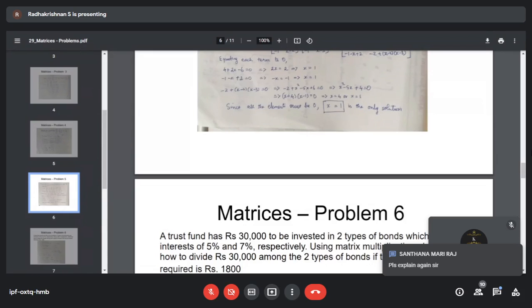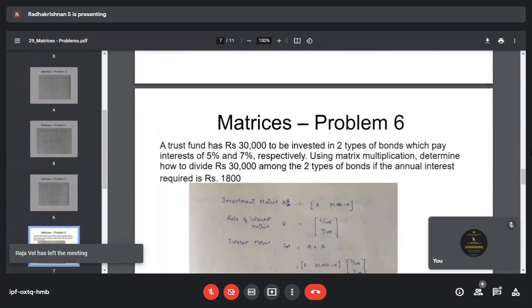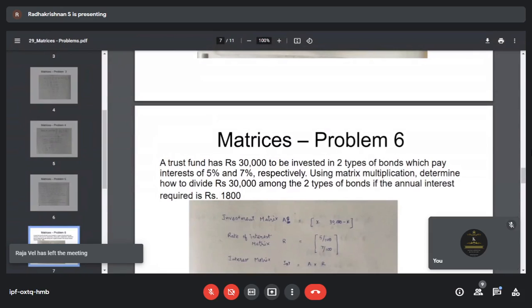Okay, I'll explain. I'll show the first one. Here the investment matrix: we invest in two funds, the first term is the first fund and the second term is how much we invest in the second fund. That is your investment matrix, a row matrix. If we invest x in the first fund, then in the second fund we invest 30,000 minus x, because 30,000 has to be divided into two funds. One is x, the other has to be 30,000 minus x. This is your investment matrix A.